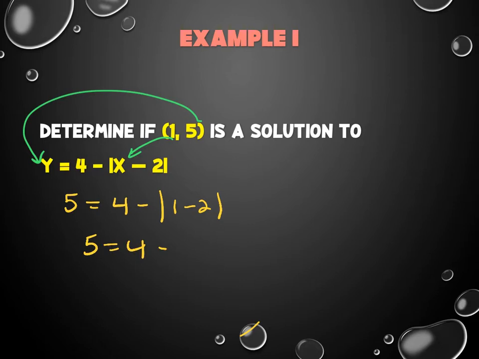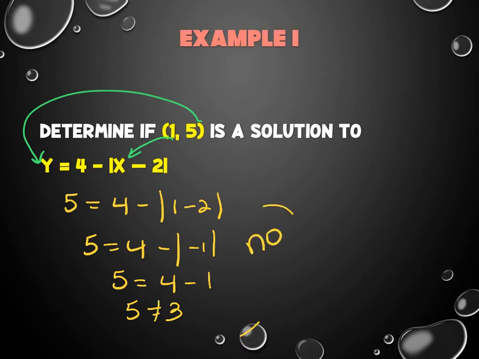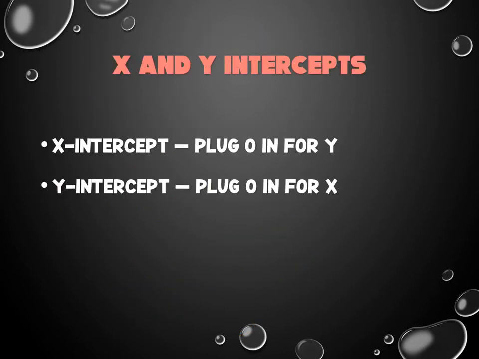All right, so if I plug 5 in for y and 1 in for x, I get 5 equals 4 minus the absolute value of 1 minus 2, which is -1. Absolute value of -1 is +1, and I get 5 equals 4 minus 1, which is 3. This is not true, so this would not be a solution. Obviously, if it equals, it is, and if it's not, then it's a no.